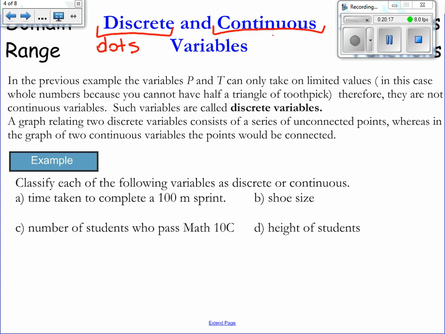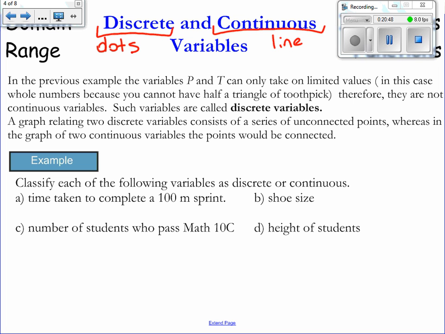So if we look at our example down here, it says classify each of the following variables as discrete or continuous. Question A, the time taken to complete a 100-meter sprint. So if you imagine all the possible times you could get for completing a 100-meter sprint, you realize that it would make sense to connect it as a line because you could really end up on any single point in time. So this would be continuous.